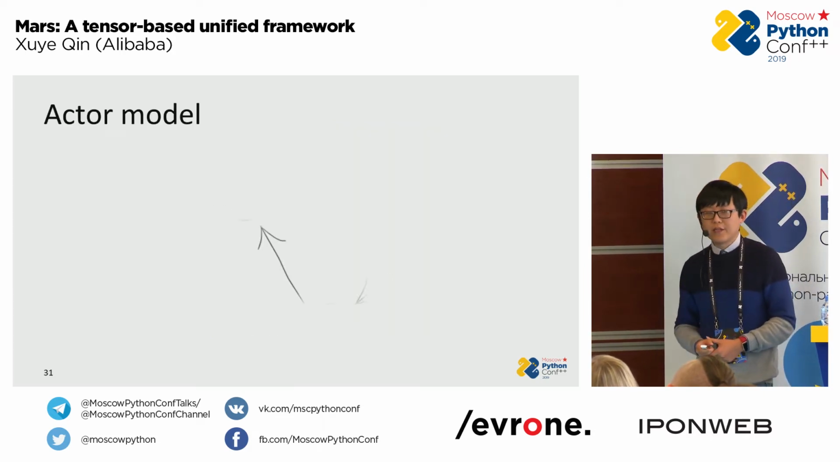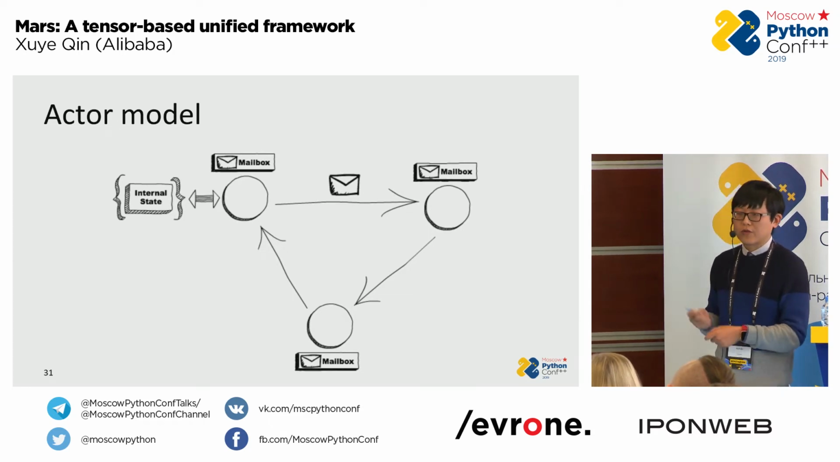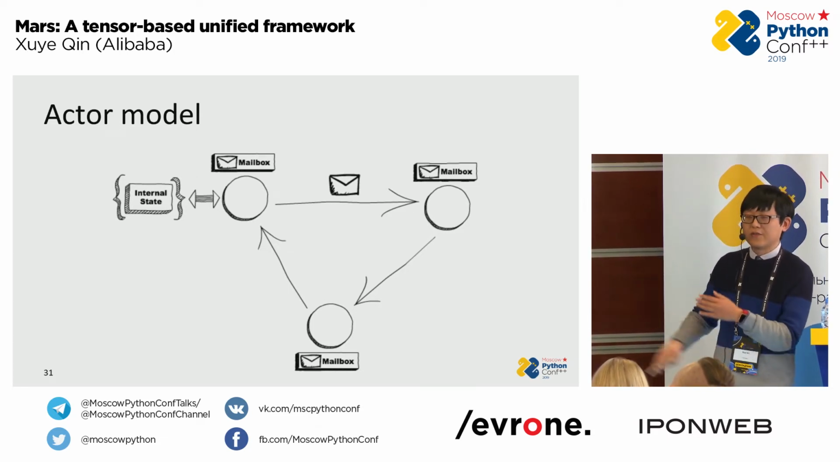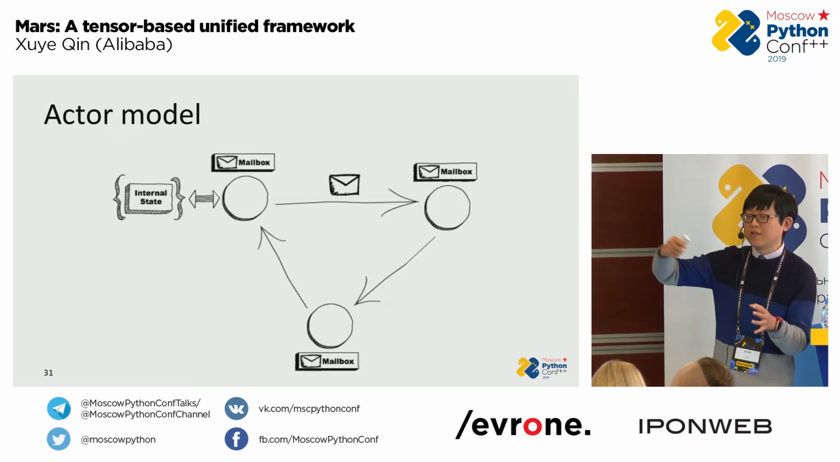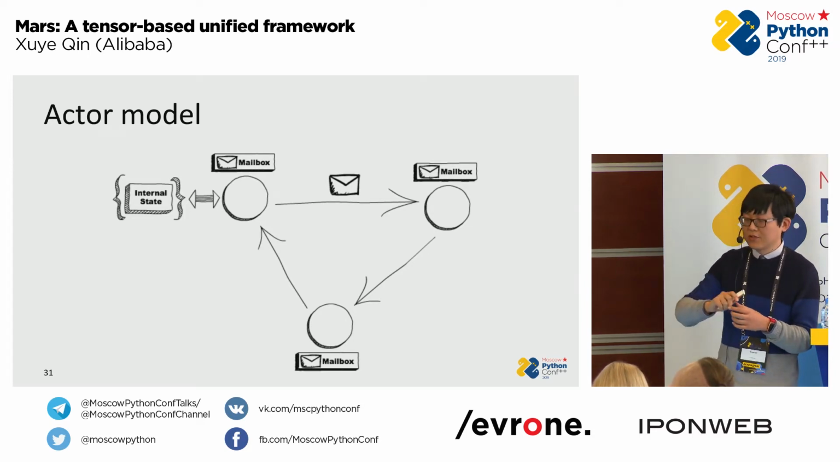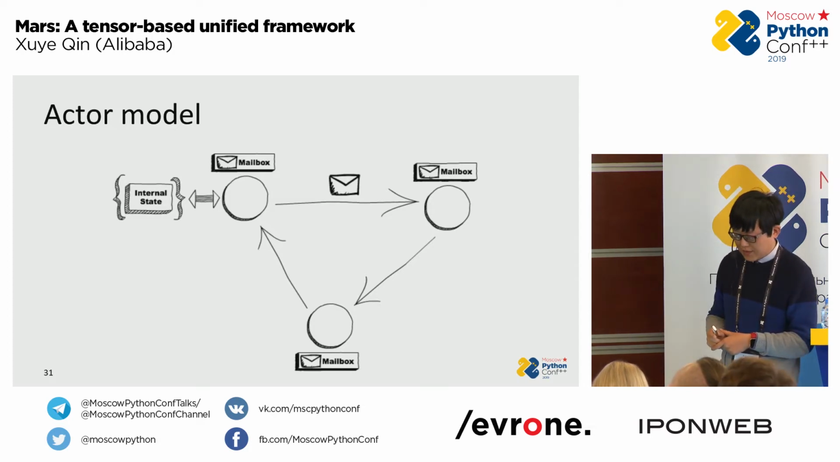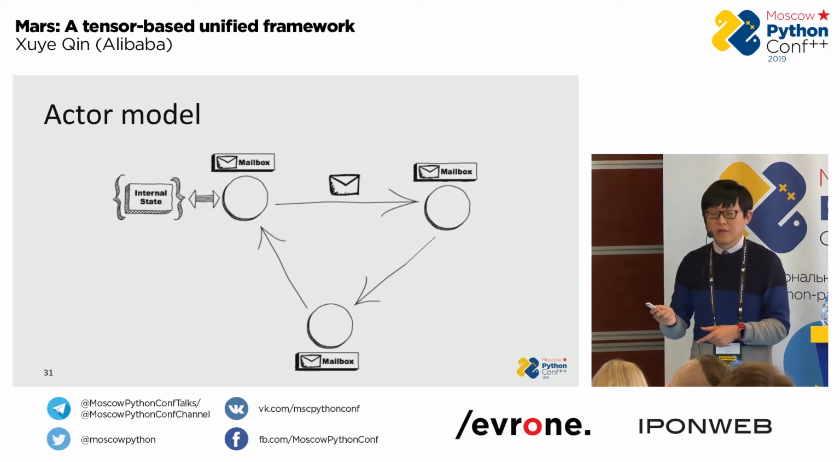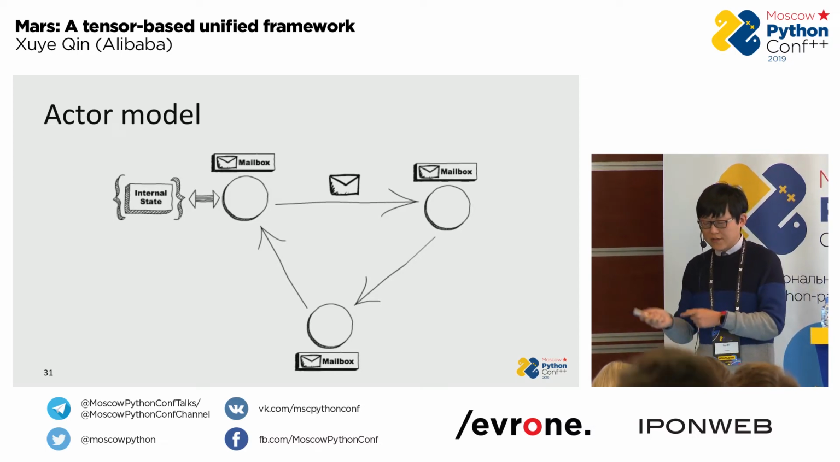I will briefly introduce the actor model. It's just a conceptual model for concurrent computing. Here, each circle is an actor. You can have millions of actors. Each actor has a mailbox. It can accept mail from other actors, and it can also send messages to other actors. And each actor can only process one message at the same time. That's important because you don't have to worry about concurrency. Each actor has its internal state.